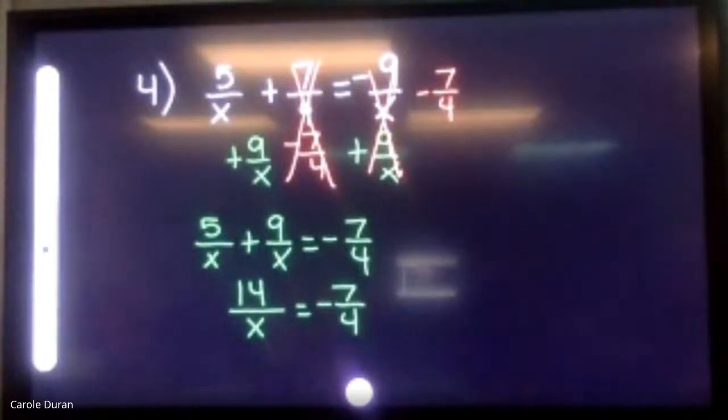Why couldn't you just subtract the 5? You could have. I just choose, if possible, to keep anything grouped with my variable positive. It wouldn't have changed anything if you chose to subtract the 5 over x over though. So it would be like? Then you'd have negative 14 over x equals 7 over 4. And it's still going to have the same answer. I just choose to try and keep that positive. It would not have changed anything. And then I just go ahead and cross multiply.